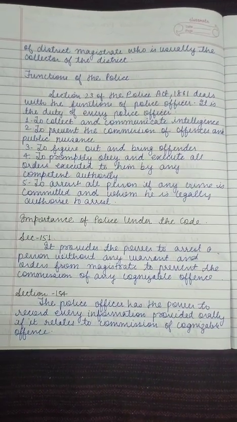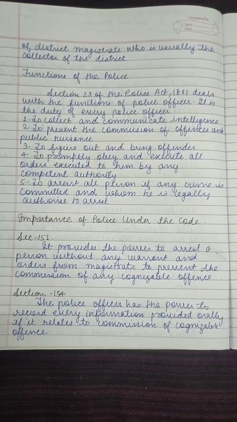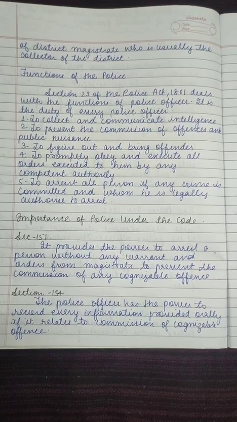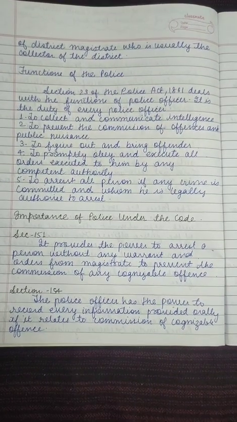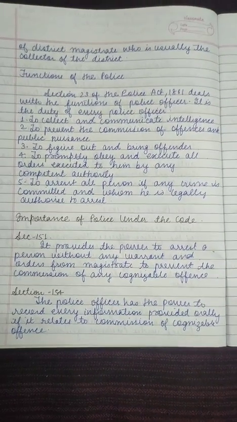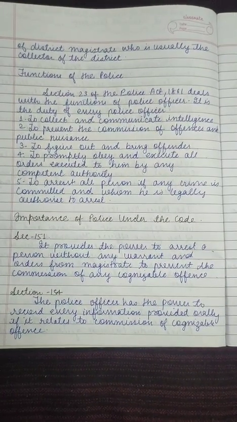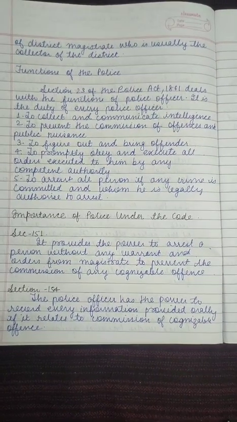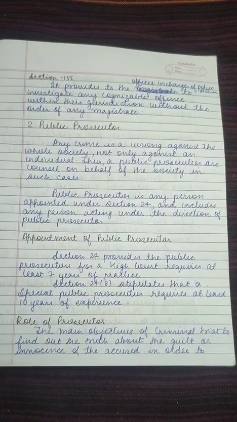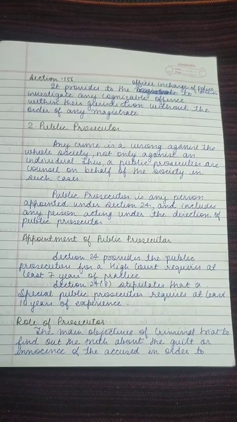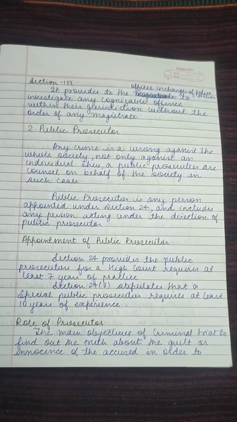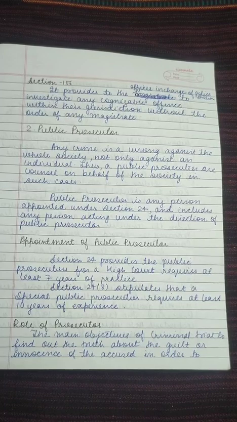Importance of police under this Code. Section 151 provides the power to arrest a person without any warrant and the order from the magistrate to prevent the commission of any cognizable offence. Section 154: the police officer has the power to record every information provided orally if it relates to the commission of a cognizable offence. Section 156 provides the officer in charge of the police station the power to investigate any cognizable offence within the jurisdiction without an order from any magistrate.